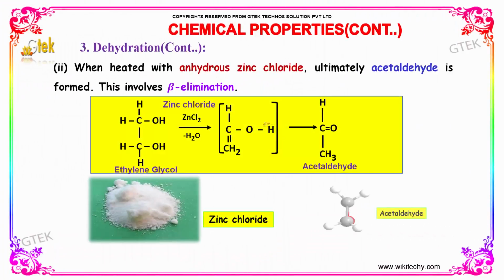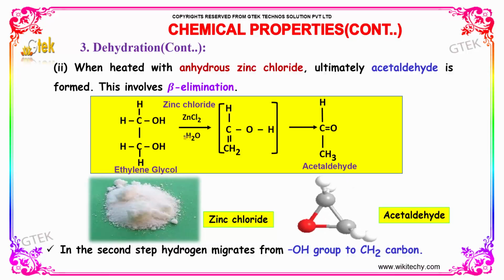When heated with anhydrous zinc chloride, ethylene glycol forms acetaldehyde. Thus, this is a beta elimination reaction. The product shown here is an intermediate of the reaction in the formation of acetaldehyde from ethylene glycol. In the second step, this hydrogen migrates from the OH group to the CH2 group. This hydrogen removes a double bond here, thus forming CH3. So the oxygen forms a double bond with this carbon.